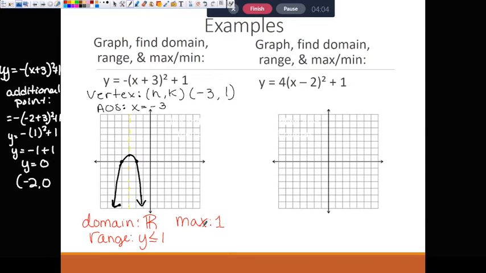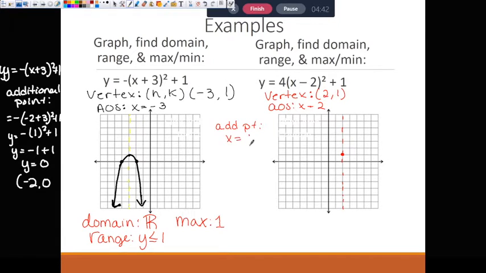So my vertex is at (2, 1), because remember it's the opposite sign of h. So my axis of symmetry is x equals 2. Now we need to find an additional point. By substituting a value into our equation, I'm going to substitute the value 1 into my equation.